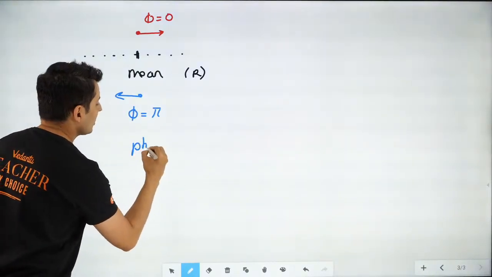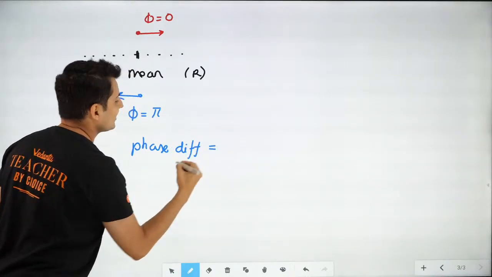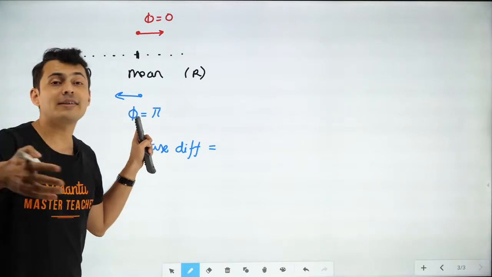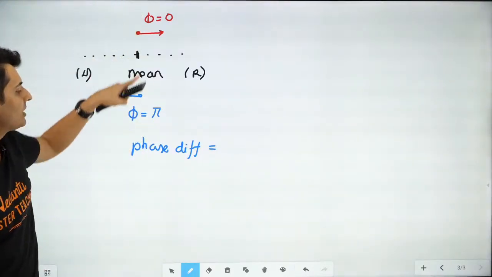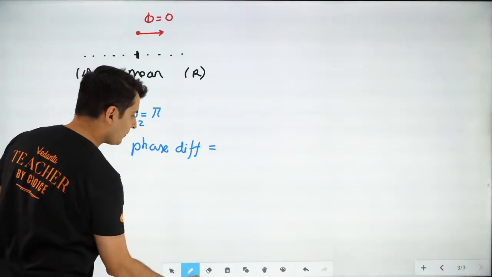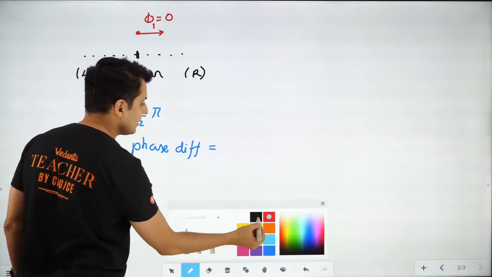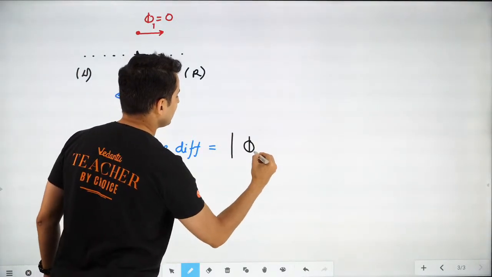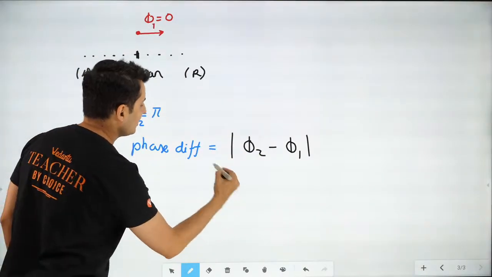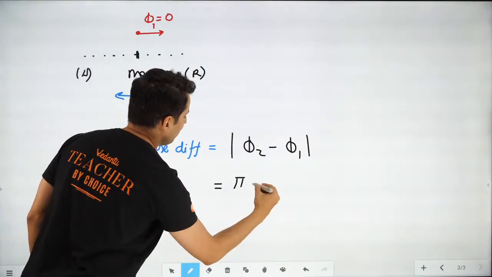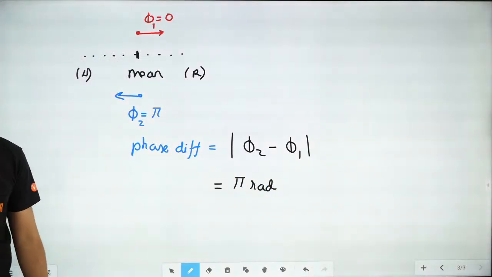Now if I ask you, guys, what is something called the phase difference? What was this phi? This was the phase constant. So the phase difference will be the subtraction of both these values. If this is phi 2 and this was phi 1, then the phase difference will always be modulus of phi 2 minus phi 1, whichever is bigger, put it first. So it will be pi minus 0, so it will be pi radians.